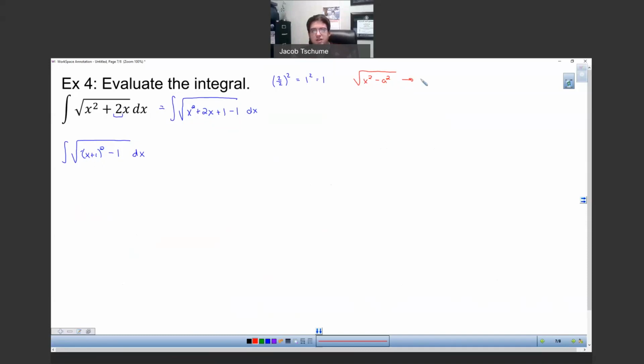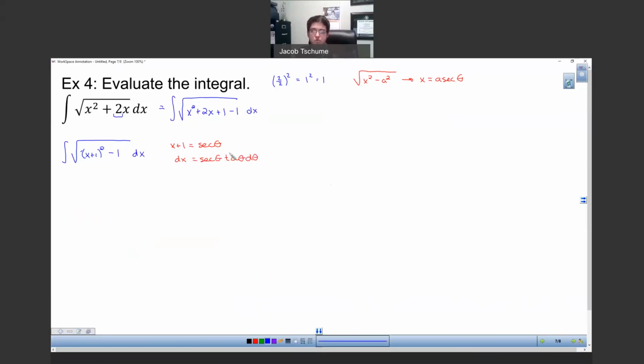But that doesn't change the fact that you're going to have to do a secant substitution to make this work. Now, instead of doing x equals, you technically have to do x plus 1 as far as your substitution goes. A squared is 1, so therefore a would be 1. So we'll let x plus 1 be secant theta. And therefore, we could find dx to be secant theta tangent theta d theta.